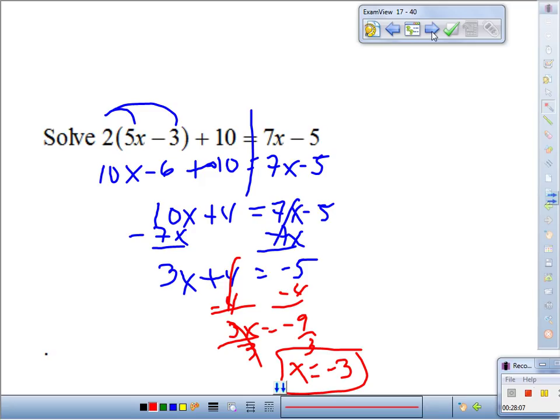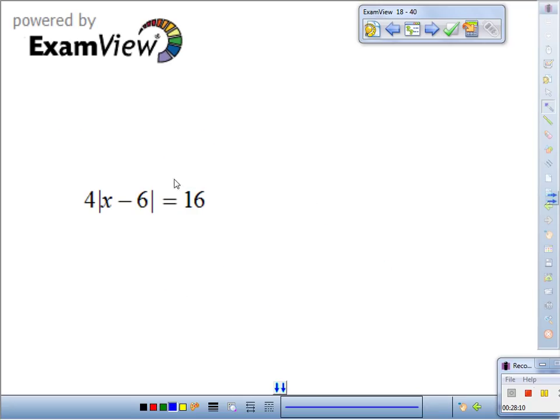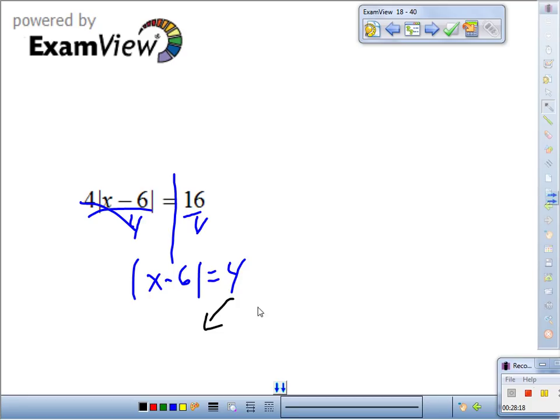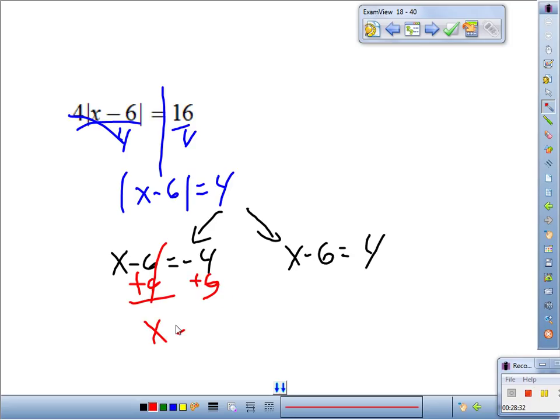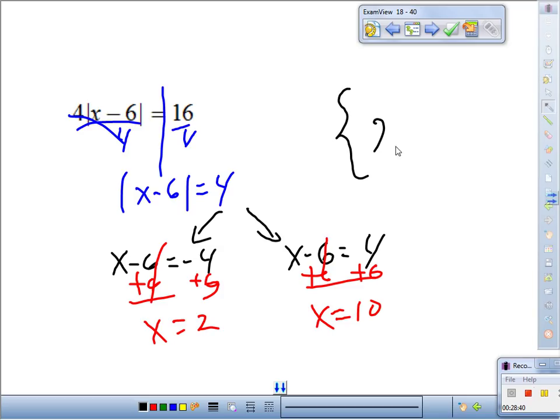Number 18. Divide by 4, divide by 4. Absolute value x minus 6 equals 4. At this point, we write two equations. X minus 6 equals negative 4, and x minus 6 equals positive 4. Are we there so far? Let's solve. Plus 6 plus 6, x equals 2. Plus 6 plus 6, x equals 10. Am I done? No. Solution set 2, comma 10. Hands if you got that.